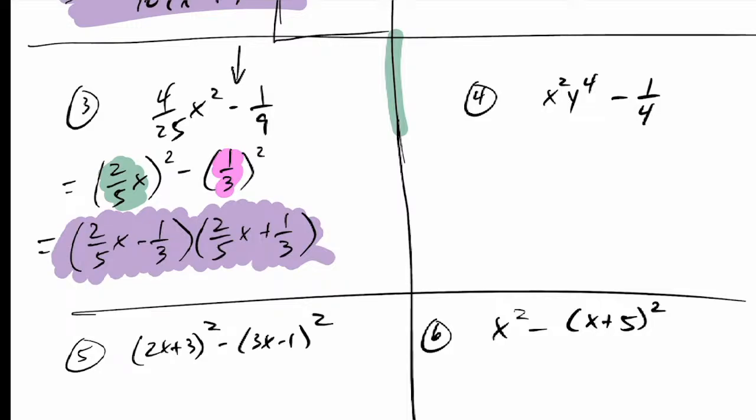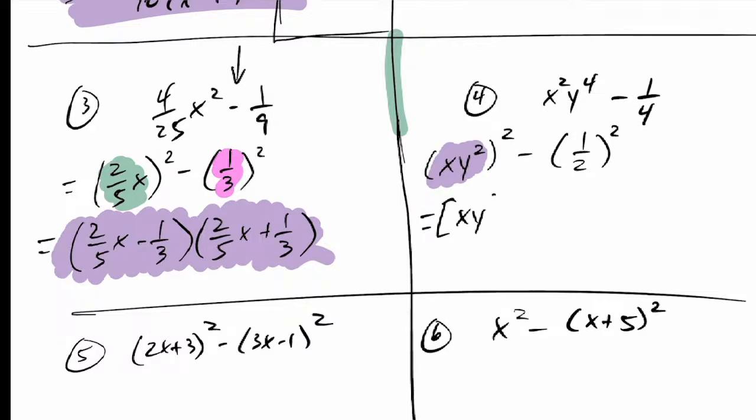Sure. Let me go to 4 here. So 4 is actually xy squared times 1/2 squared. I don't know if you guys saw that. Did you make that mistake? That's an easy one to make because this is the power of 4. So that would be xy squared. And then again, you can do difference of squares. This would be xy squared minus 1/2 times xy squared plus 1/2. If you are doing 4.